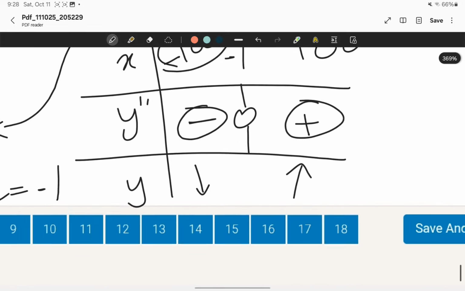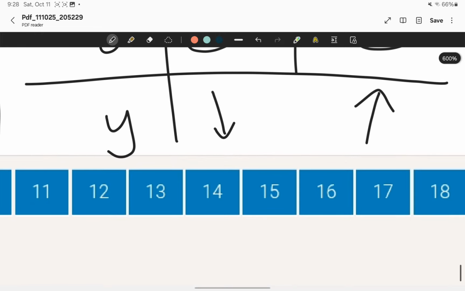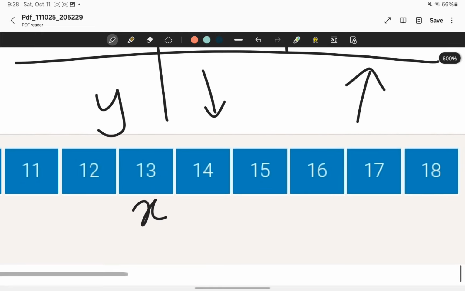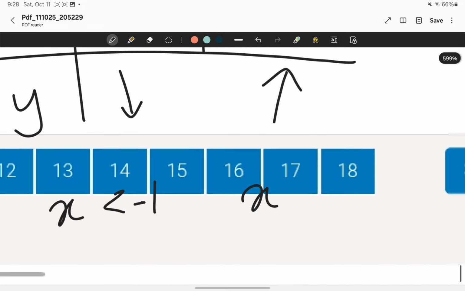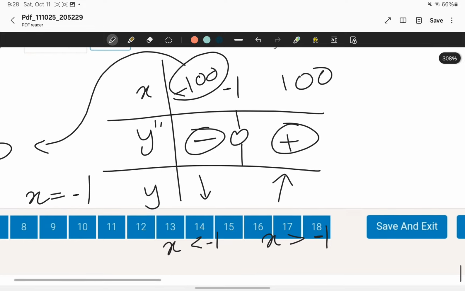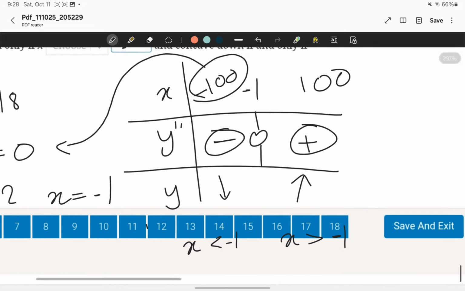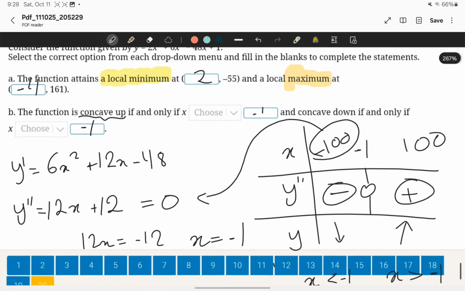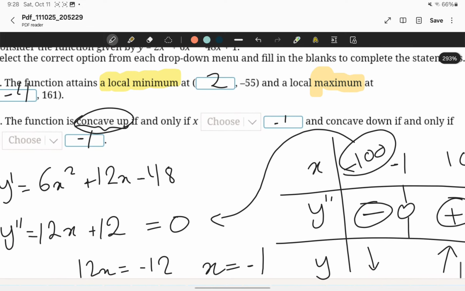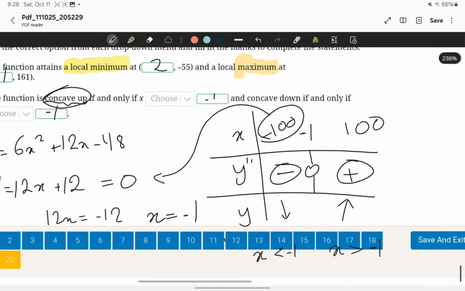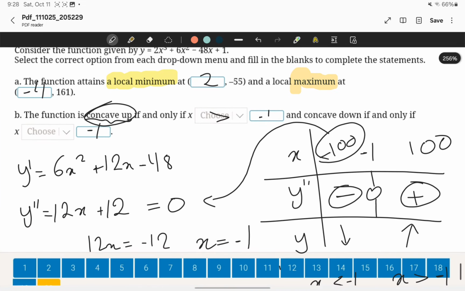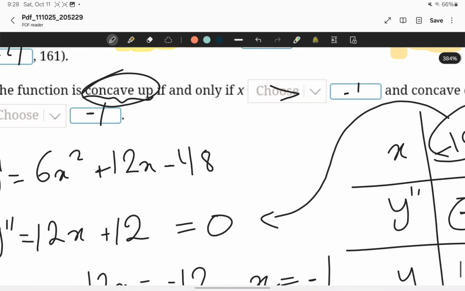So this means that it's decreasing when x is less than -1 and increasing when x is greater than -1. Because here it's going down, here it's going up. So you come here, it's concave up, which means that it's increasing. When is it increasing? We said when x is greater than -1. And concave down when x is less than -1.